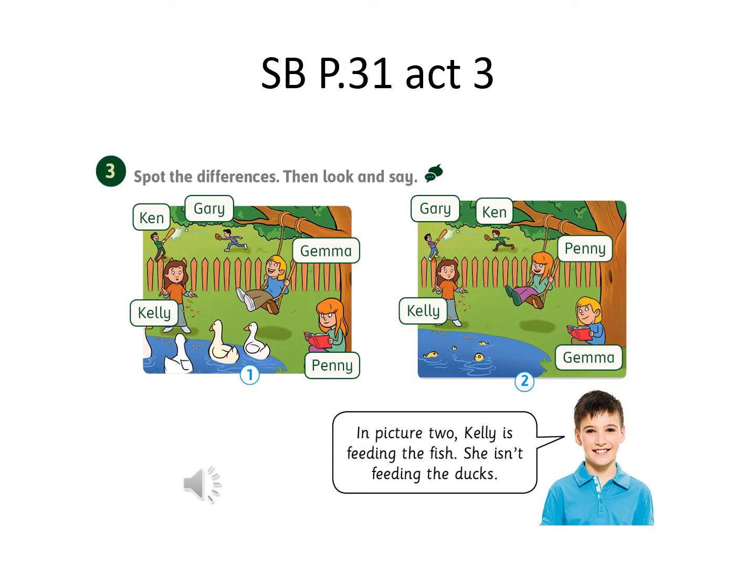Now, open your student's book, page 31, activity 3. Spot the differences, then look and say. In picture 2, Kelly is feeding the fish. She isn't feeding the ducks. We want to do the same about the rest of the children.